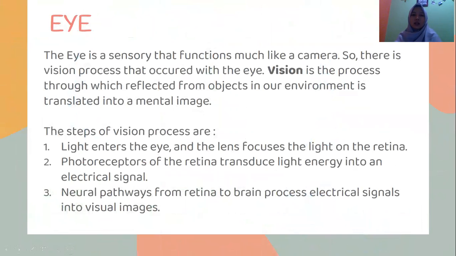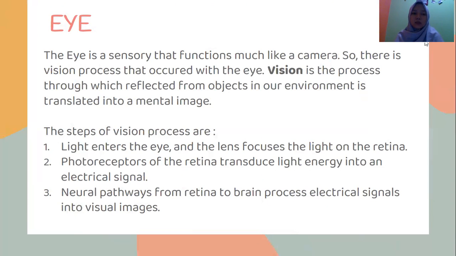Next, there is the eye. The eye is a sensory organ that functions much like a camera, so there is a vision process that occurs with the eye. So what is vision? Vision is the process through which light reflected from objects in our environment is translated into a mental image.